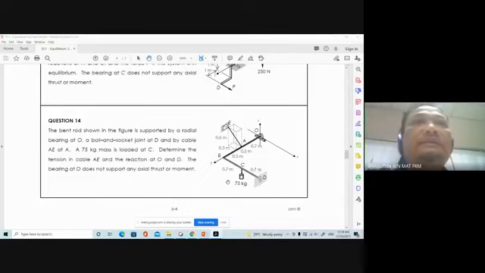Determine the tension, determine the bearing A does not support. We move on to this question here today. The bent rod shown is supported by the axial bearing at O, a ball and socket joint at B, a ball and socket joint at D, and by a cable at E. A 75 kilogram mass is loaded at C. Determine the tension in cable AE and the reactions at O and D. The bearing O does not support any axial thrust and moment.